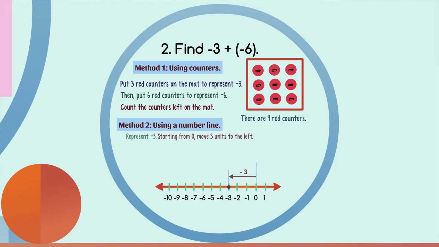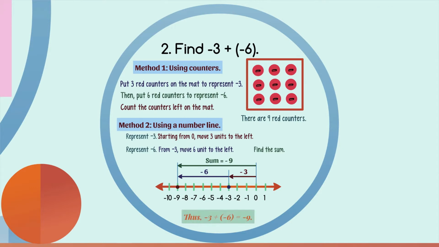The first integer is negative 3. So, starting from 0, move 3 units to the left to represent it, just like this. Now, let's represent the second integer, which is negative 6. We just need to move 6 units to the left from where we previously landed on the number line. To find the sum, just look where we landed. And that's pretty easy. We landed on negative 9. Then the sum is negative 9.